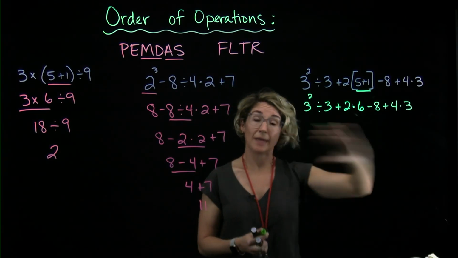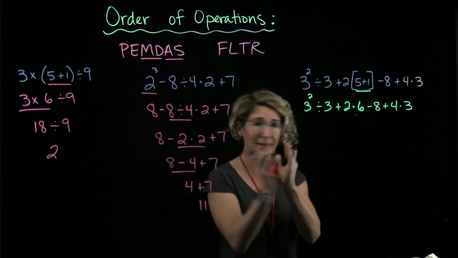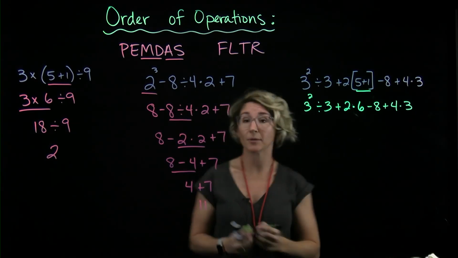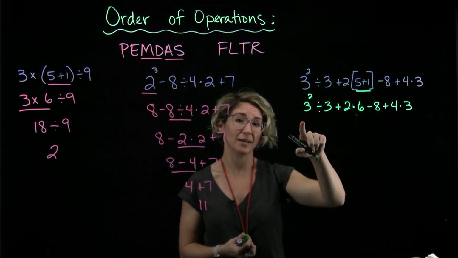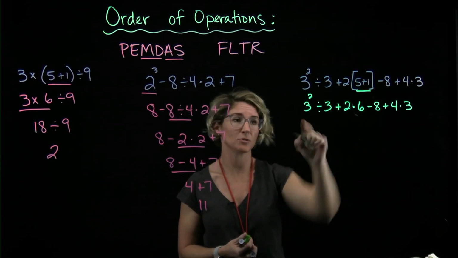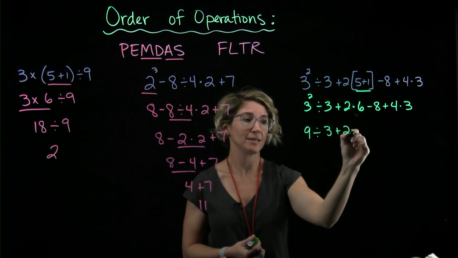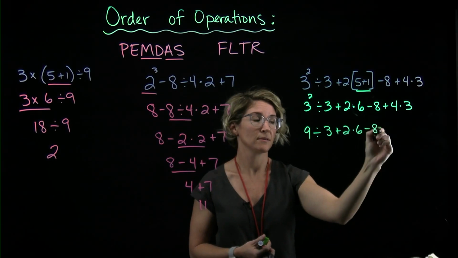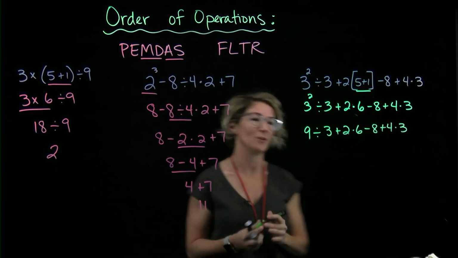From here, now that I've gotten rid of my parentheses, I have no other grouping symbols, I can't make anything look any nicer inside any groups, I'm going to look for exponents. I notice that I have a 3 squared. I'm going to do that now. 3 squared, 3 times 3 is 9. Bringing down everything to stay nice and organized. That way I don't make any mistakes trying to do too many things at once.